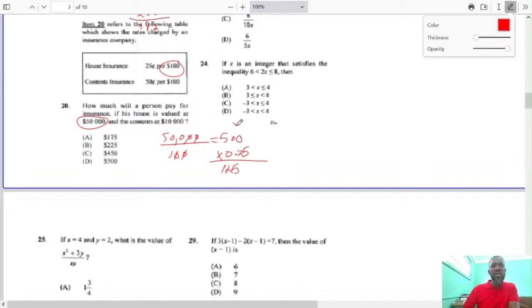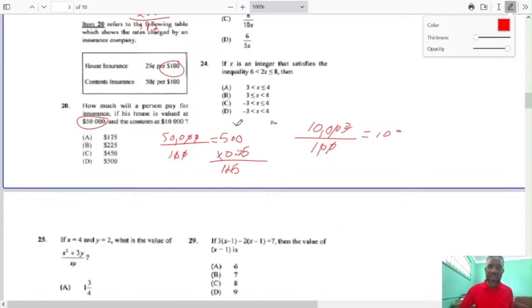And you can work that out. 5 times 25 will give you 125. We'll multiply by 100. So basically, we're going to get 125. Okay? And again, we want to find how many $100 are in 10,000. And basically, we know that that is going to be equal to 100.